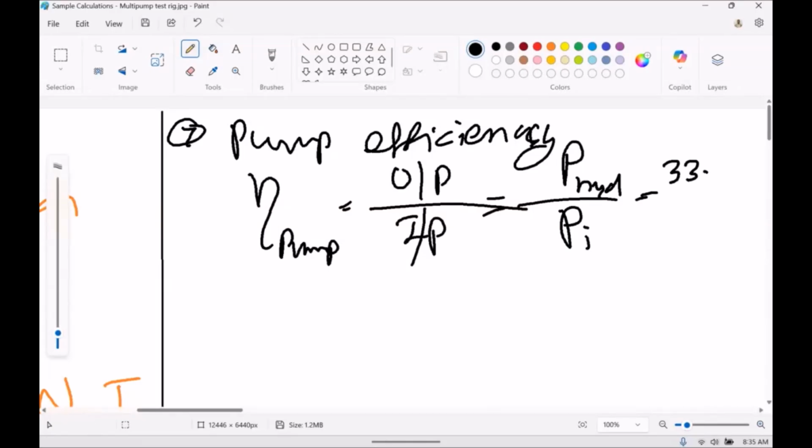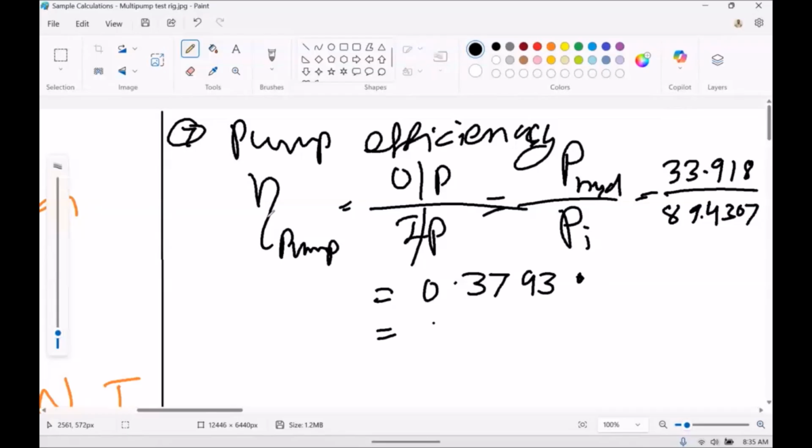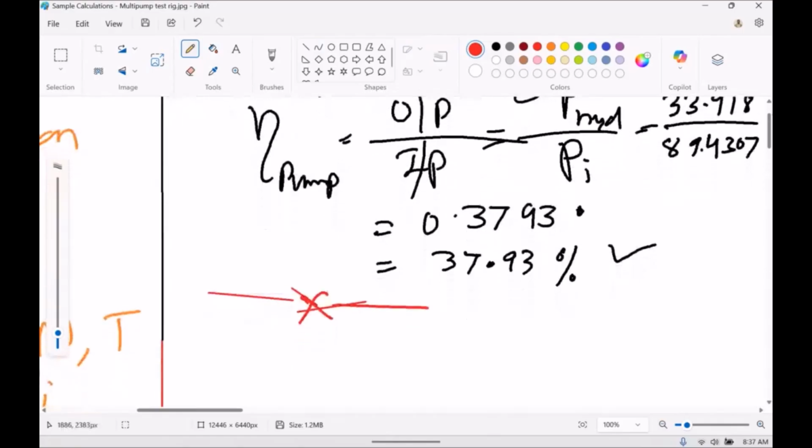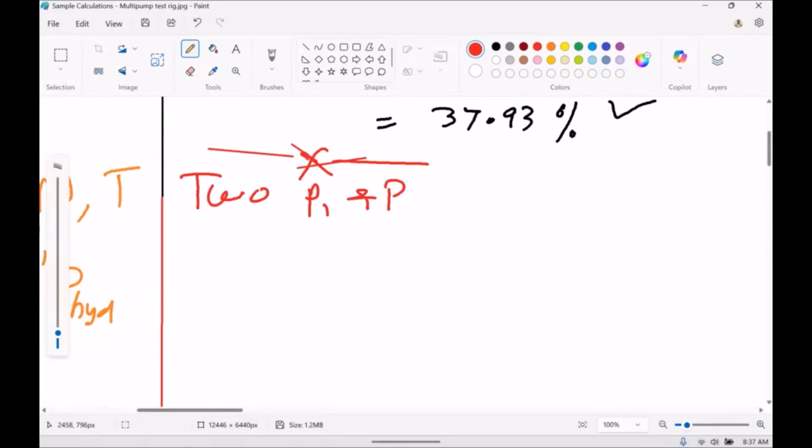P hydraulic is 33.918 divided by power input, which is 89.4307. So you will get a fraction, 0.3793, and multiply it by 100, so 37.93. 100 means move 2 decimal places, percent. So this is the pump efficiency. So repeat the calculation for another reading, okay, and then we'll move to the graph. So this finishes the first part. Now the next part is two pumps, P1 and P2.